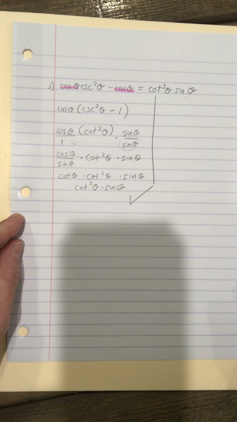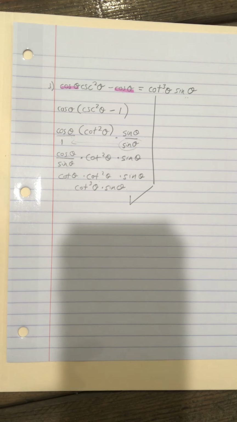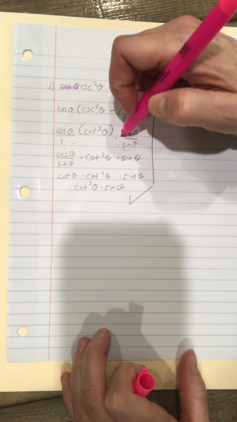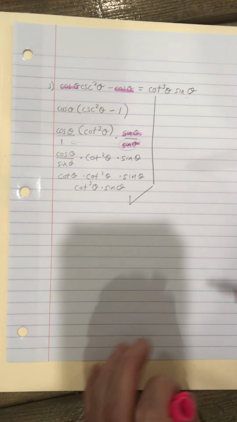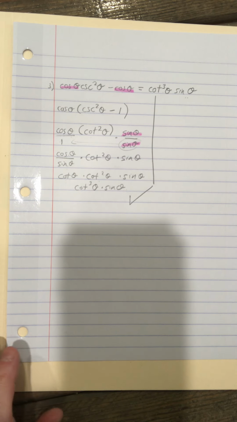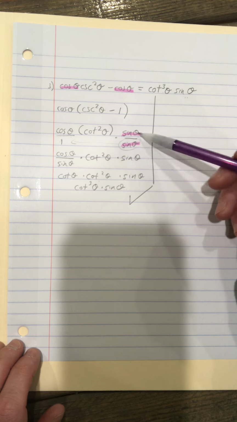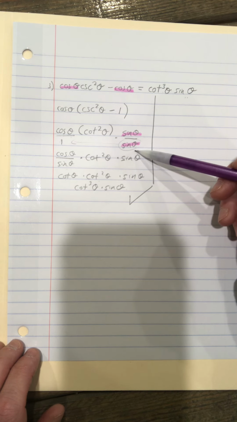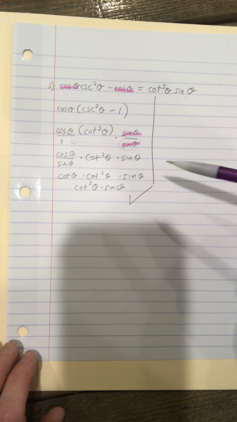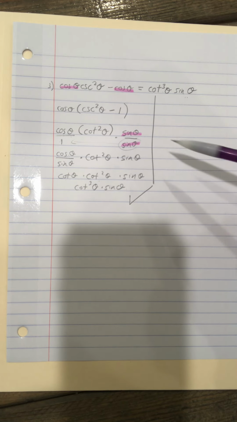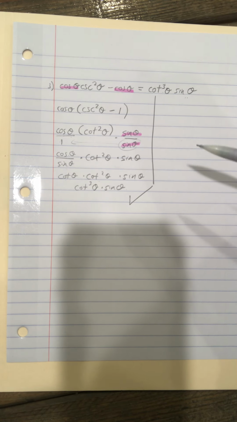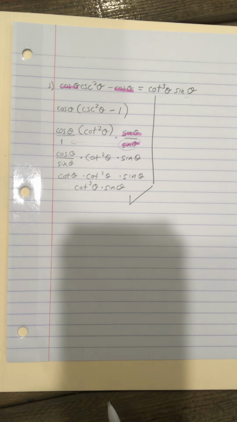Now I am verified. The one thing I want you to be careful of here is that the only reason I can multiply by sine theta over sine theta is that I'm multiplying the numerator and the denominator by the same value. You can only do that because it's the same as multiplying by 1. It does not change the value of my trig identity. So I just want us to be aware of that.